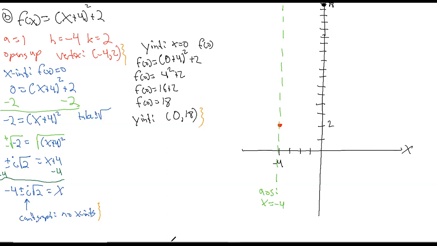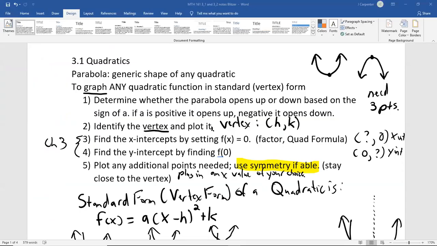Now, I mentioned something previously. We can use symmetry to find another point. You don't necessarily have to plug in other x values. Symmetry is going to be the easiest way to do this. So let's try that approach. Let's see if we can understand what we mean there.